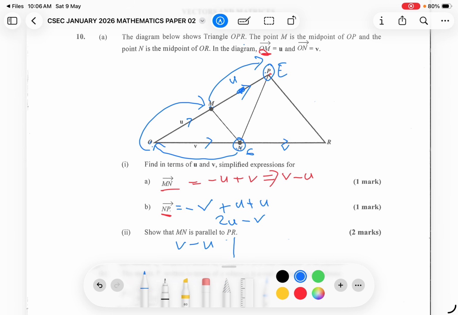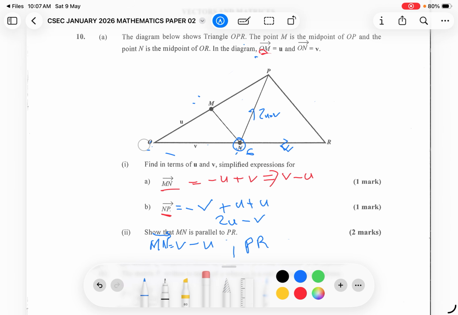What don't we know? We don't know what PR is. So this is MN. MN was V minus U. What is PR? Let's see if we can find PR, because we can't compare them if we don't know what they are. So let's find PR. I want to go from P to R. How do I get there? Well, I just found PN, this one. So PN was 2U minus V. We know what NR is. It is V. So to get from P to R, let's take some of the stuff off the diagram. That's maybe confusing.